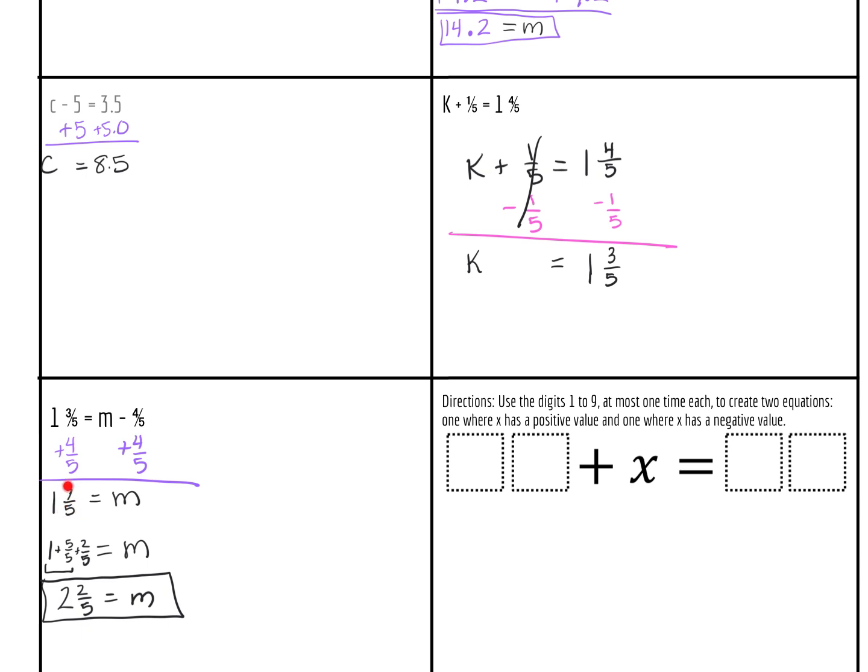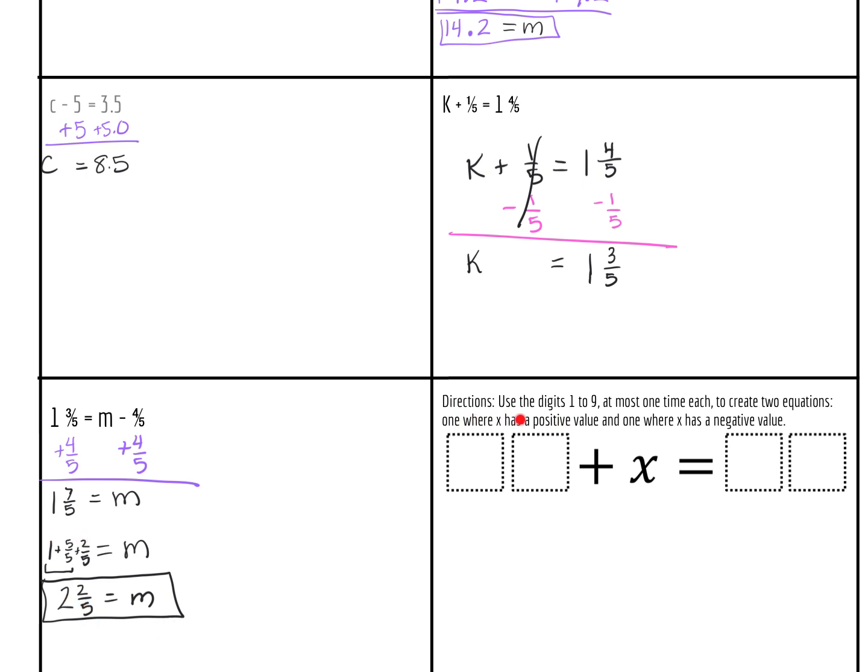However, this is an improper fraction. So I changed the 7/5 to 5/5 plus 2/5, right? Because 5/5 is the whole, and 5/5 plus 2 more fifths is 7/5. So right here is my 7/5. But then I know 5/5 is 1 whole, and plus 1 is 2. So I have 2 2/5 as your answer.